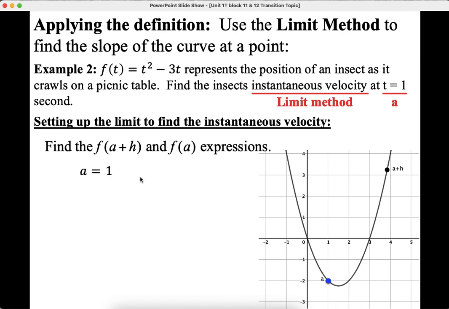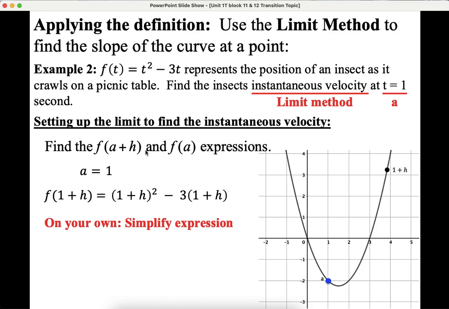We know a is 1, so we can find f of 1. And we can find f of 1 plus h. So if a is 1, we're going to put 1 here. f of 1 plus h is going to be (1 plus h) squared minus 3 times (1 plus h). So that's f of 1 plus h. Okay, so take a moment to simplify that. That's the first part of putting together the limit expression. So go ahead and pause the video and simplify that.